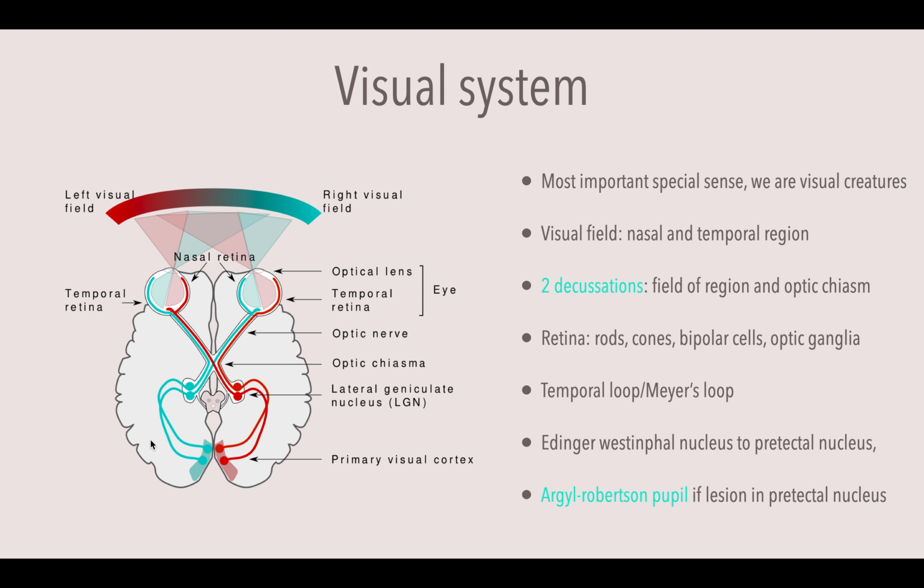So within the retina is your rods, cones, bipolar cells, and the optic ganglia, and all the information is going to be transferred and interpreted in the Meyer's loop. And the Edinger-Westphal nucleus is going to connect to the pretectal nucleus, and that forms the light reflex, which we will go through later. The pupil reflexes, really. The Argyll-Robinson pupil will occur if the lesion is in the pretectal nucleus. We will go through that as well.